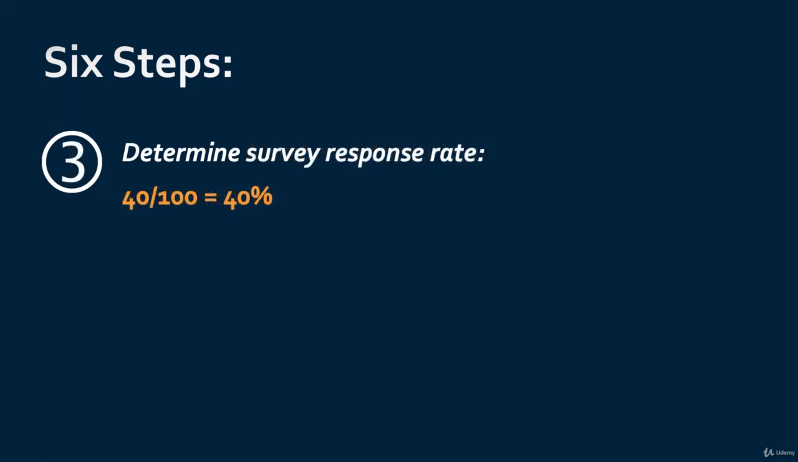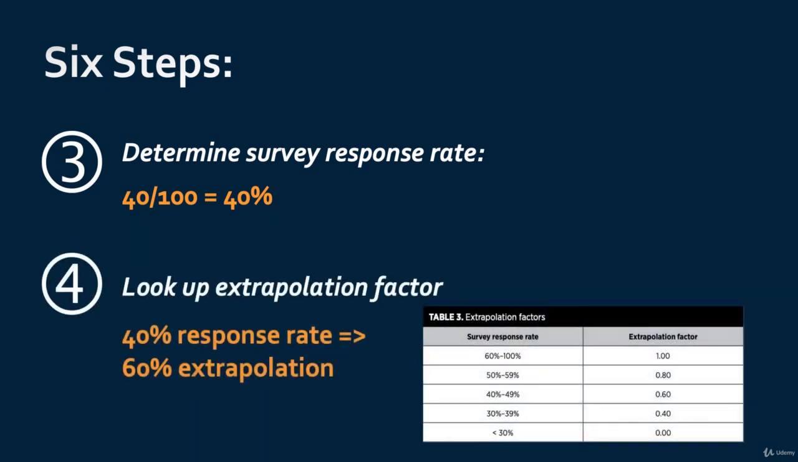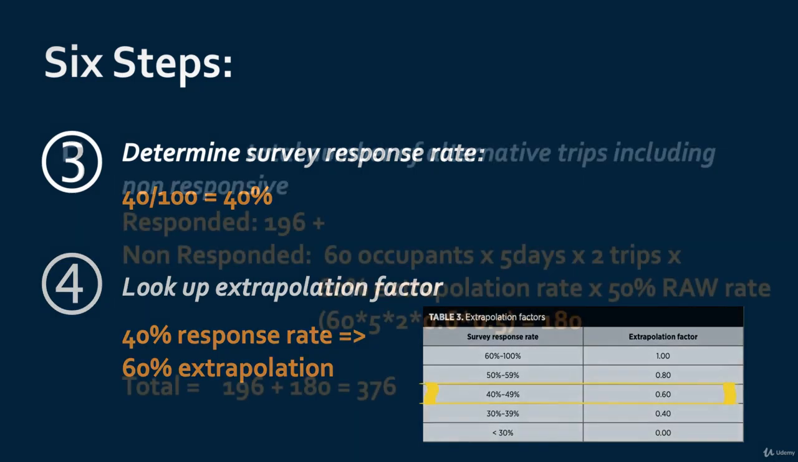After this, step 3, we determine the survey response rate. 40%. 40 respondents out of 100, straightforward. Step 4, in this particular case, we look up the extrapolation factor in the reference guide. A 40% response rate leads to a 60% extrapolation, and I'll explain to you how that calculation works.